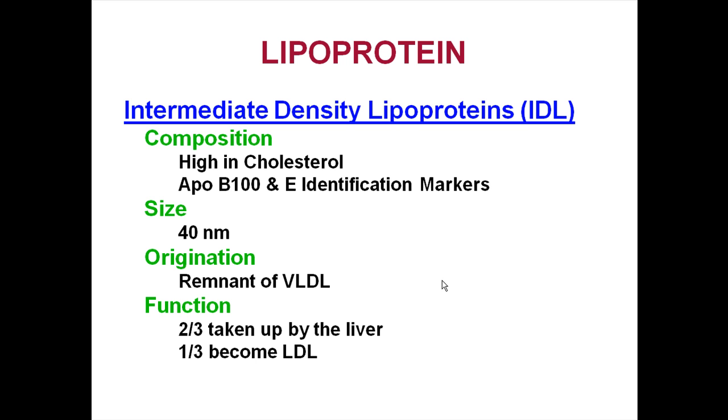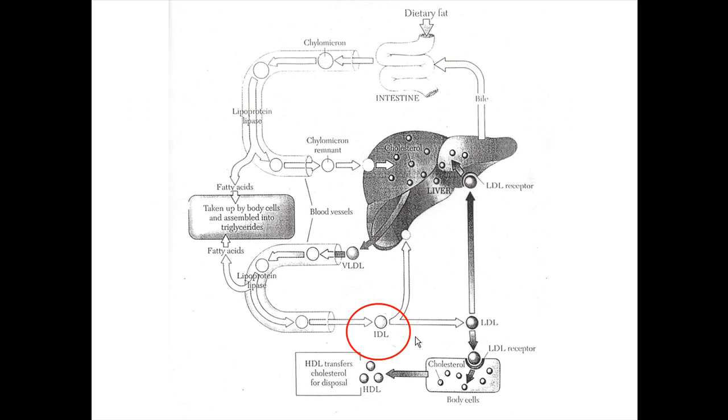So the VLDL will lose its triglycerides, and because it loses them it becomes more dense, then it will become an IDL. Now the IDL doesn't stick around much because 2/3 of IDLs will be taken up by the liver, but that leaves 1/3 that can be changed into an LDL. So if we look at this picture, we can see here's the IDL down here, and you'll notice one arrow goes up to the liver and one arrow goes to the LDL. And so 2/3 will be taken up by the liver, but 1/3 is going to become an LDL.